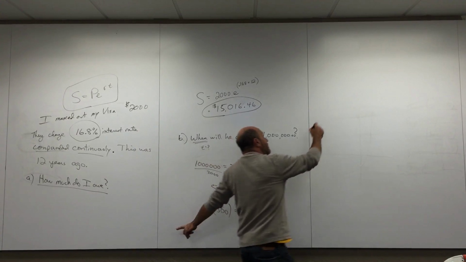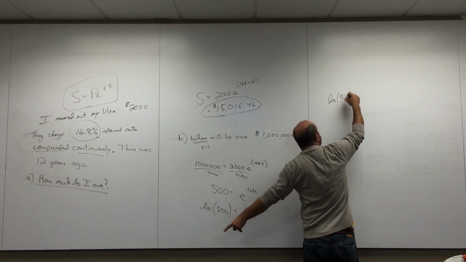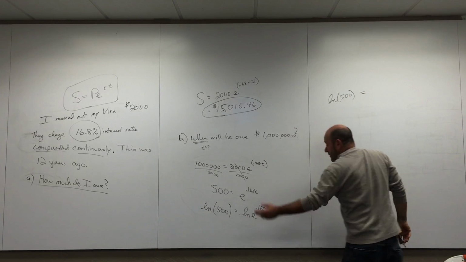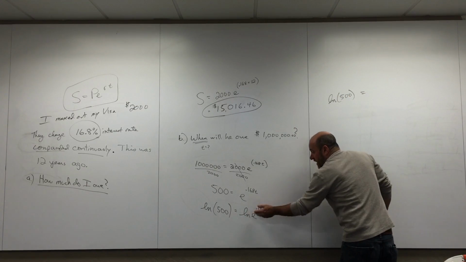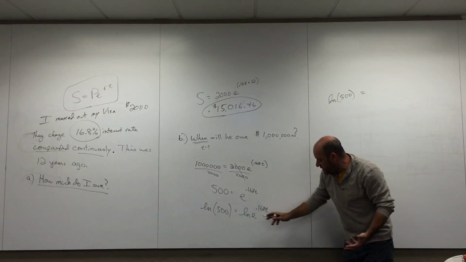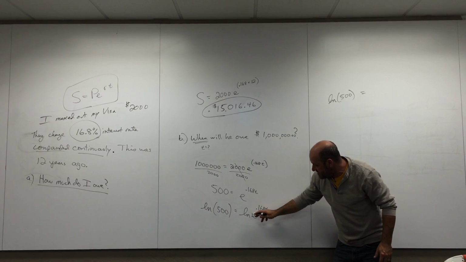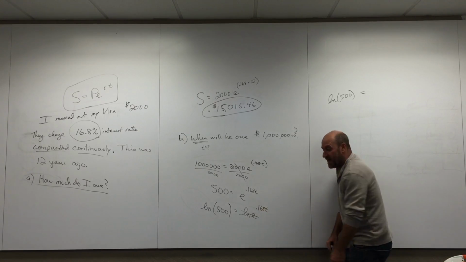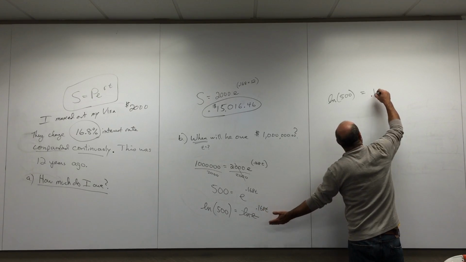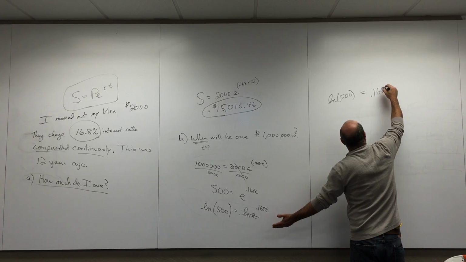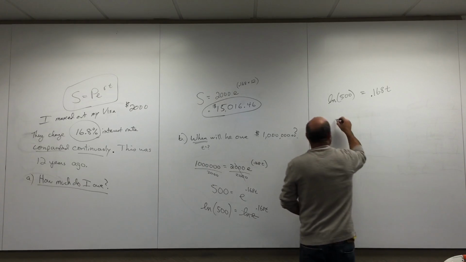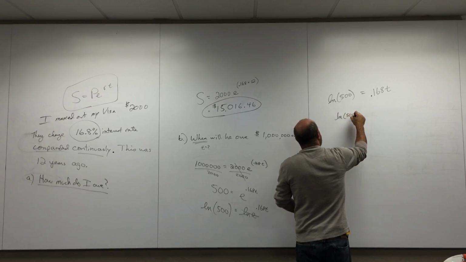On this side, I got the ln of 500, which is some decimal. I'll punch that in my calculator later. Right now, what's going on this other side? I have the ln of this e. They cancel because they're inverses. And so I'm left with 0.168 times t. I've got to find t, so divide by 0.168. In a way, this is the answer.